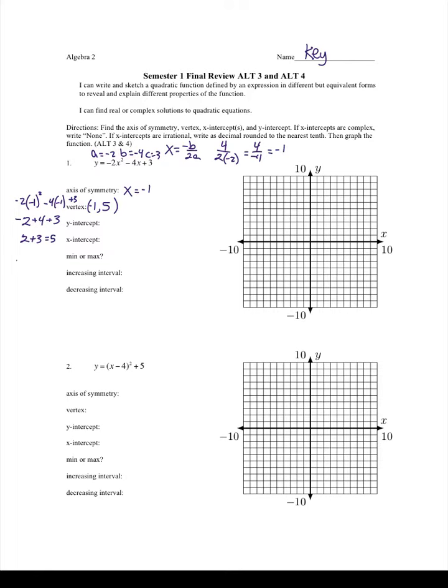Next, we can do the y-intercept. So we're going to plug in 0 for x. You always plug in 0 for x to find y. That gives us the y-intercept on the graph. So the y-intercept is at (0, 3).